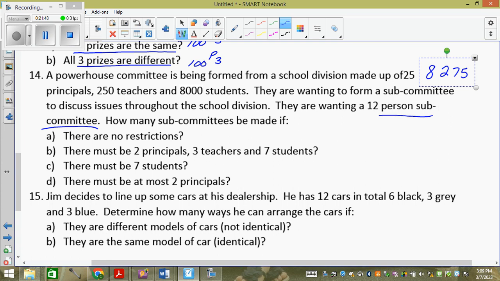No, so it's a combination, correct? So here it says there are no restrictions. So we're not typing these into our calculator, it would get mad at us. So it'd be 8,275 C 12.